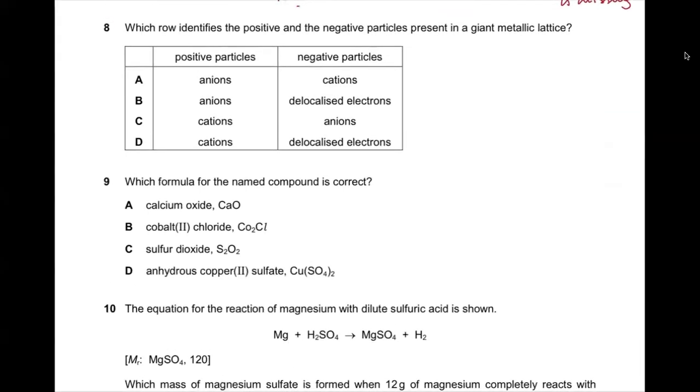Okay. Now, 8. Which law identifies the positive and the negative particles present in a giant metallic lattice? Okay. So the positive particles, if you recall, anions, not at all. The positive particles are cations. And the negative particles, they are talking about the metallic lattice. So metallic lattice doesn't have anions. Metallic lattice has delocalized electrons. So D is our correct answer.